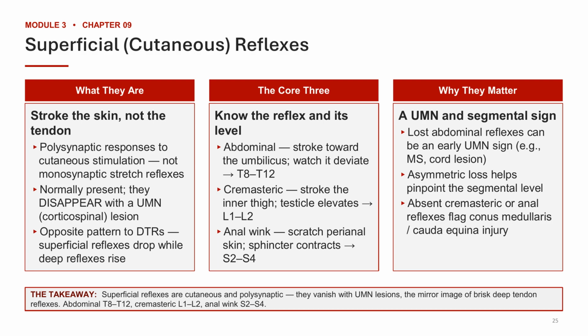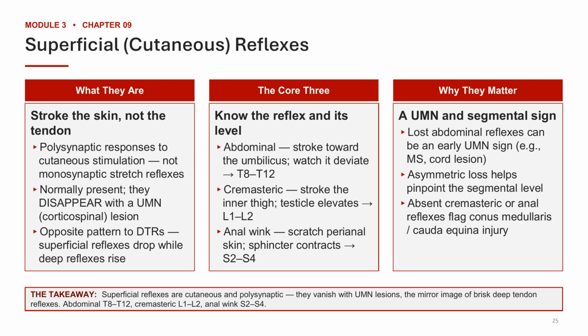Say that back to yourself alongside what you already know. In a UMN lesion, deep tendon reflexes rise while superficial reflexes fall. Opposite directions, same lesion. Students lose examination points on this every single year.